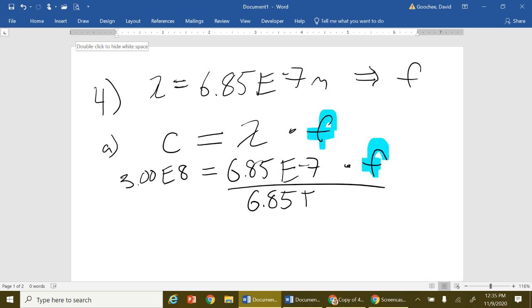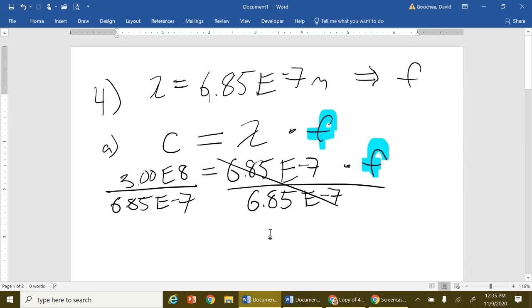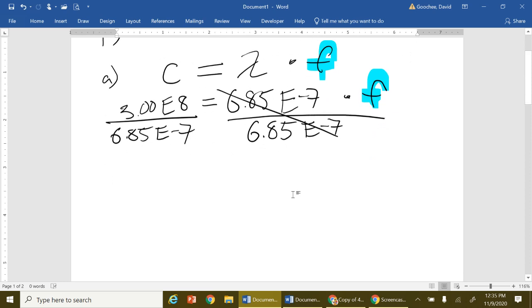Divide this side by 6.85 times 10 to the negative 7th. Remember, to find the frequency, take the speed of light and divide by the wavelength. To find the wavelength, just take the speed of light and divide it by the frequency.